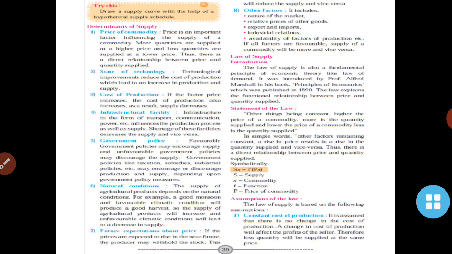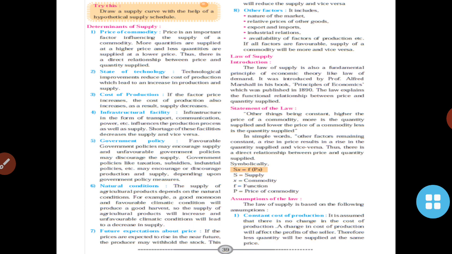We discussed already that if demand is not there, the supplies can be impossible. It means we need demand to supply the material. Now, the statement of the law. Now a few statements are given.